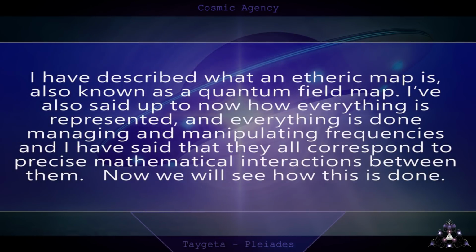I have described what an etheric map is, also known as a quantum field map. I've also said up to now how everything is represented and everything is done managing and manipulating frequencies. And I have said that they all correspond to precise mathematical interactions between them. Now we will see how this is done.